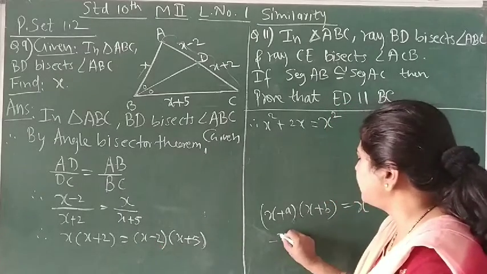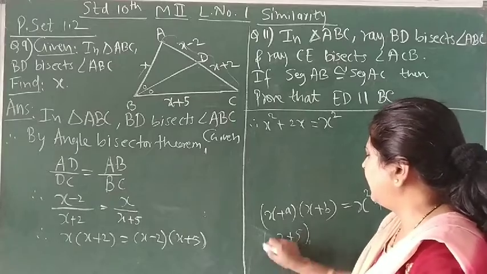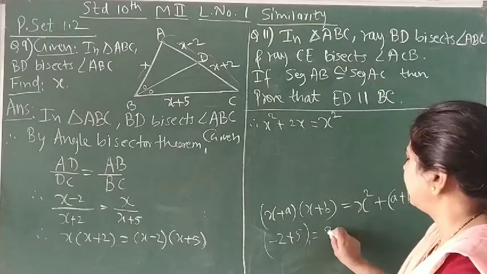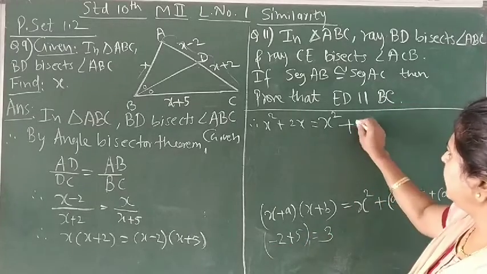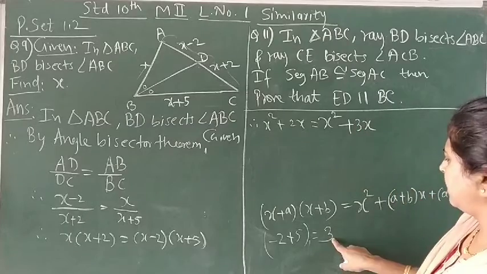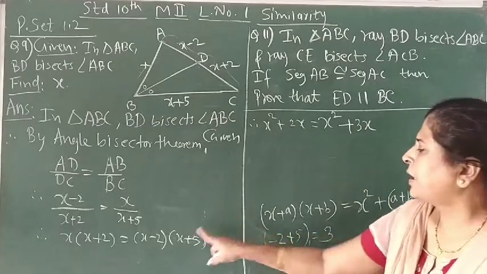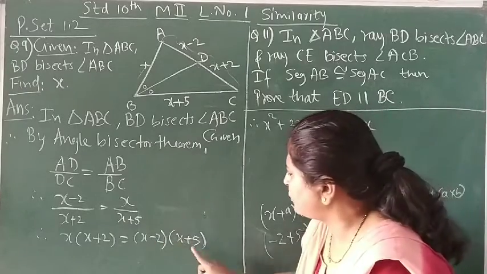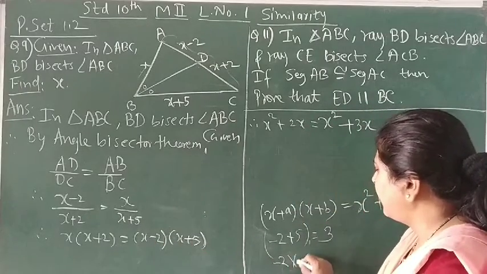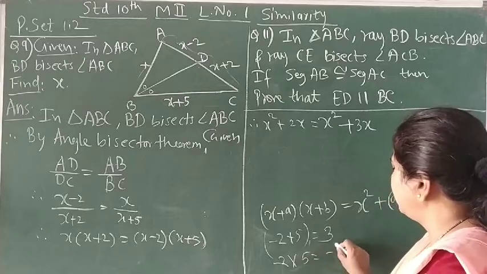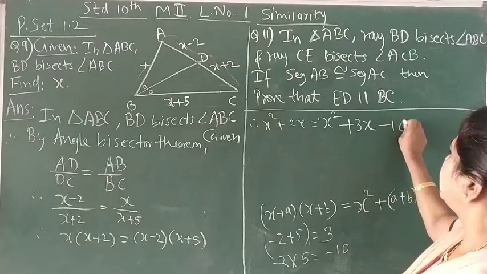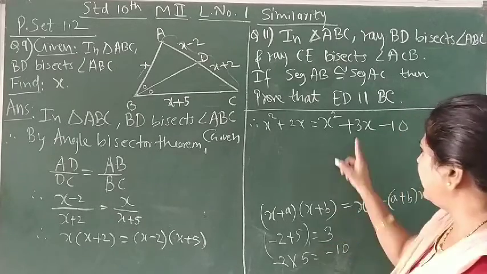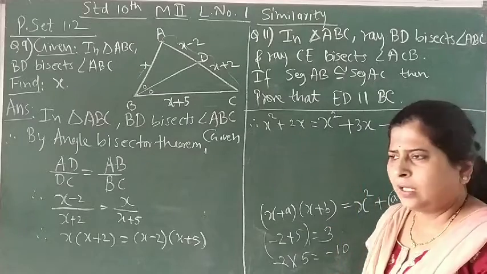Now what is minus 2 plus 5? Minus 2 plus 5 is plus 3, so it is plus 3x. This 3 we multiply with the first term x. And plus you have to take the product of these two. What is the product of minus 2 into 5? It is minus 10. So if you use this property, you can write it directly.